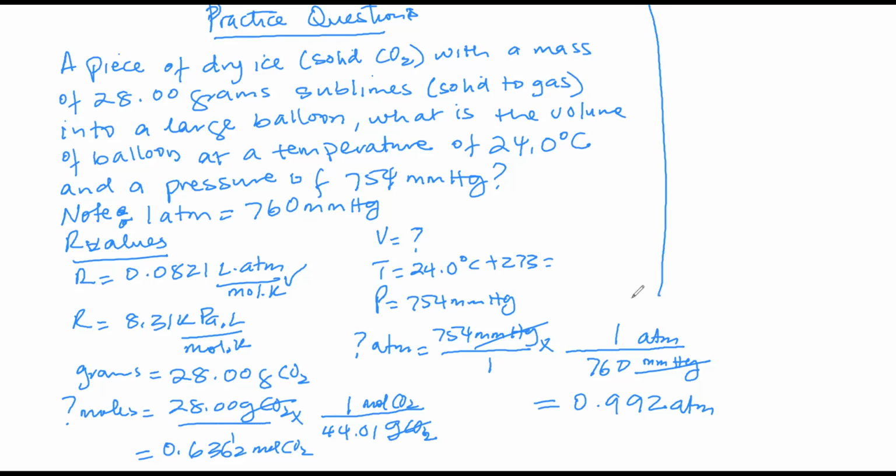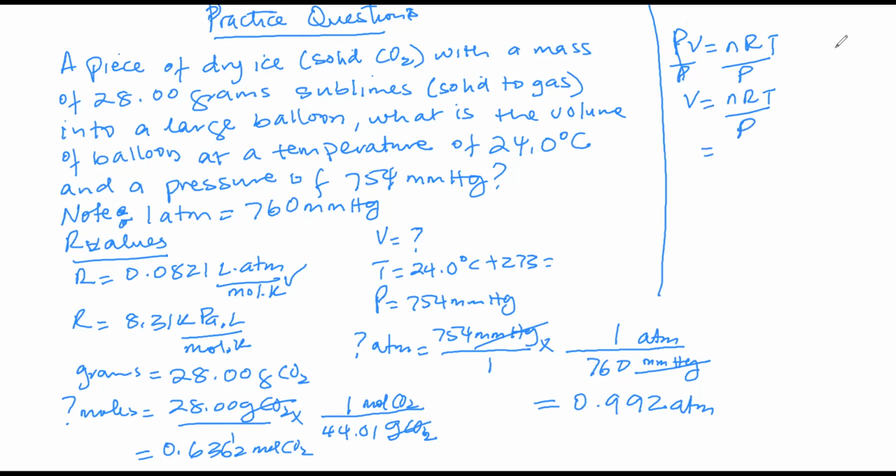Now we plug in. Sorry about the mess. PV equal to nRT. We are asked to find the volume. We divide by P, divide by P. That will be V equal to nRT over P. Do we have everything? I think we do.